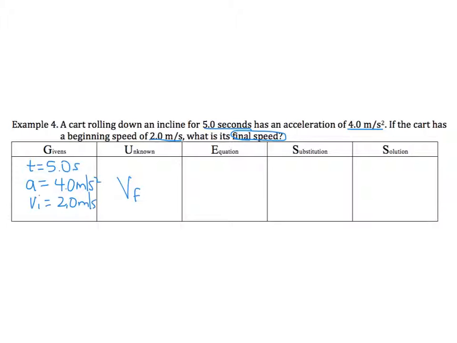The formula for VF we can get straight from the top of our notes. It's VI plus A times T. So we have 2 plus 4 times 5. We simplify that a little, we get that, and then when we do the actual final math, we get 22 meters per second. We're looking for a speed, so our unit should be in meters per second.